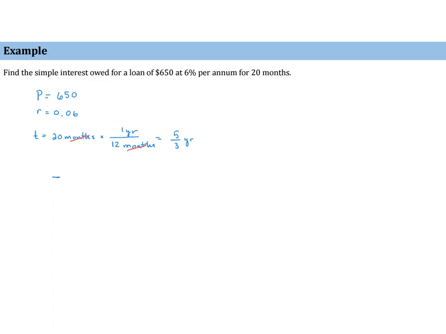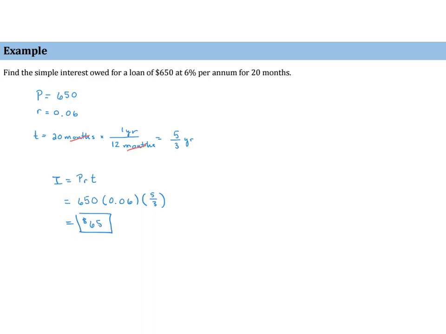So the interest is the principal times the rate times the time. So 650 times 0.06 times 5/3. So this yields for us $65. So that is the simple interest.